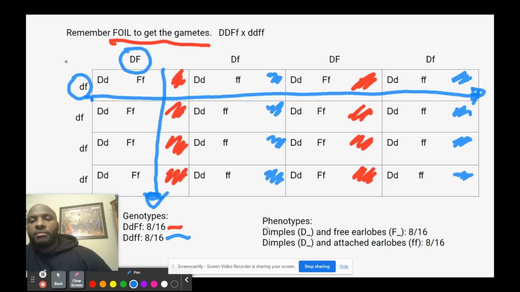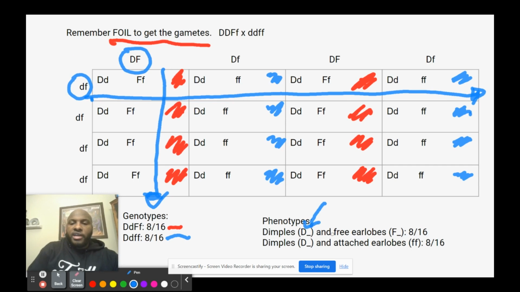So I am actually going to see a 50% possibility of having offspring that are going to have dimples with free earlobes. And then I have a 50% chance of seeing offspring that has dimples with attached earlobes. So remember, and I put this here as a reference, because if I have at least one big D and one big F, then I know I'm going to have the dominant trait. Same thing here.